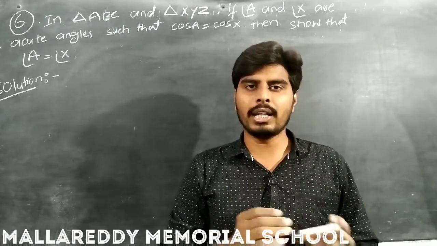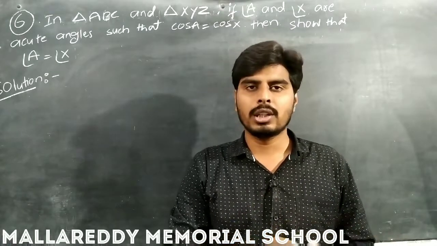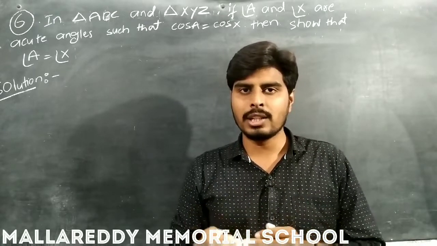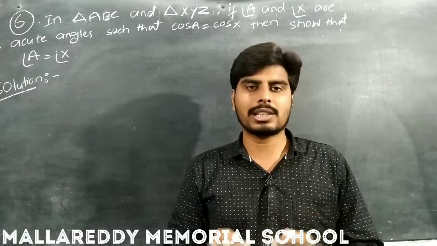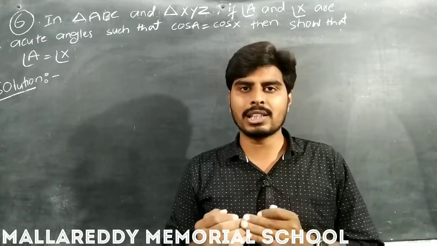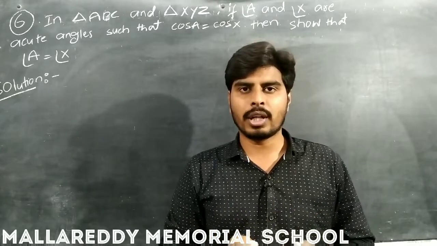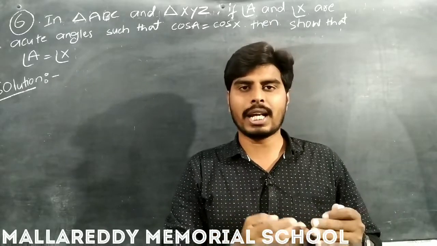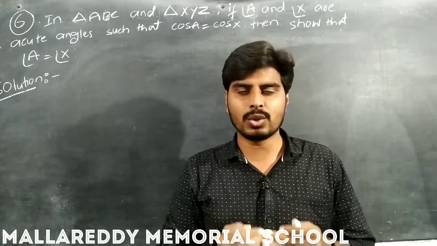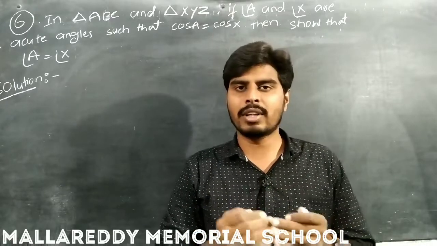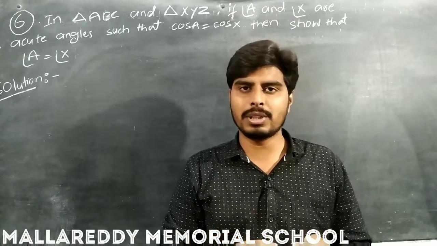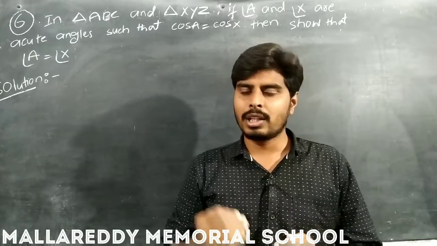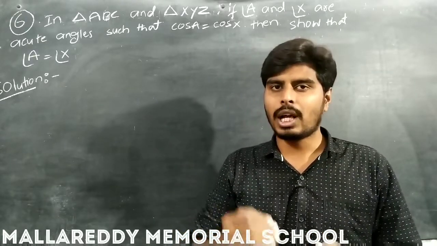To prove angle A equals angle X, first of all we have to prove that triangle ABC and triangle XYZ are similar triangles. We are going to use the similar triangle concept. If two triangles are similar, the corresponding angles of the two triangles are equal. To prove that similarity, we first take the corresponding sides ratios. If the corresponding sides ratios of the two triangles are equal, then triangle ABC is similar to triangle XYZ. If the two triangles are similar, then we can conclude that angle A equals angle X.